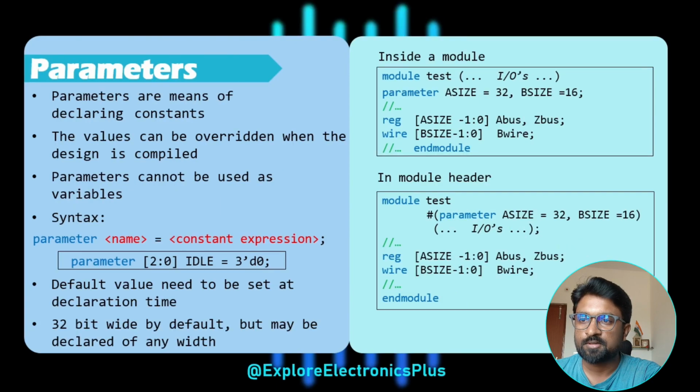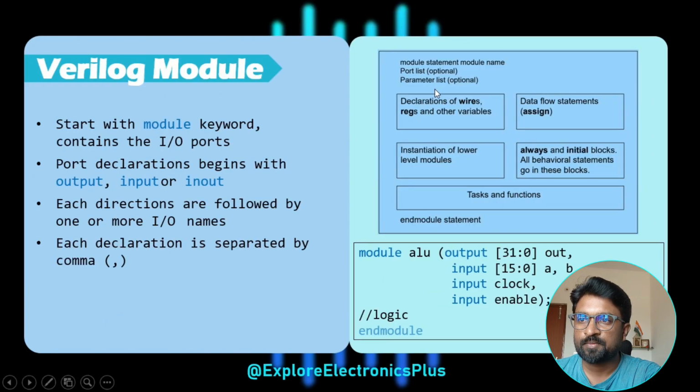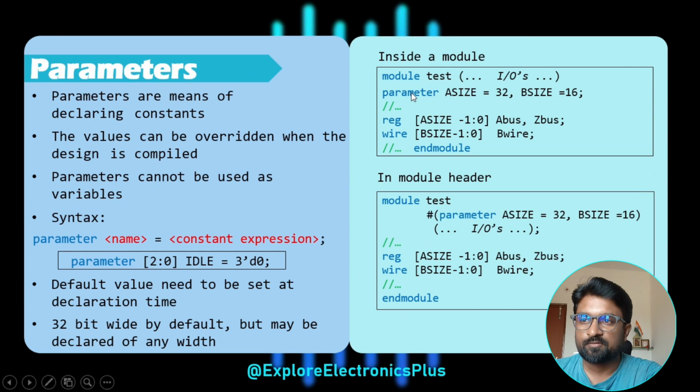Coming to parameters, you can see here in the block diagram, a parameter list can be added after the port list. That is for declaring constants. If you are going to use any constant value, something like in a module, A size will be 32. Wherever you use this A size, it will hold the value 32. So in these cases, we can make use of parameters in Verilog. Parameters mean declaring constants, and these values also can be overridden at compile time.